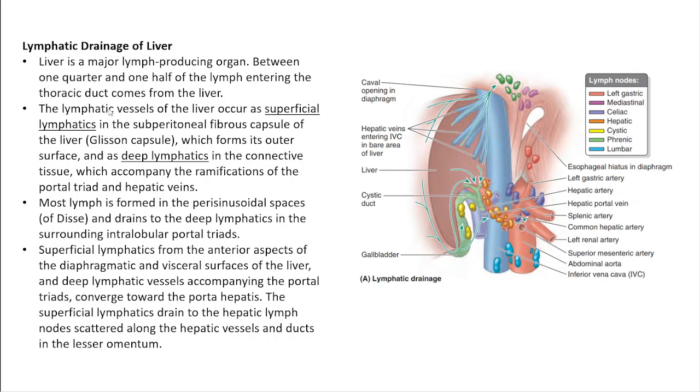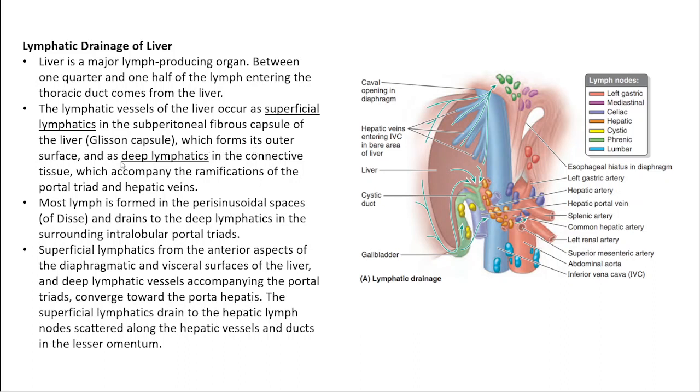So where does it originate? The lymph of the liver originates in the spaces of Disse and the spaces of Mall, which we have studied in the histological structure of the liver, and those constitute the liver parenchyma close to the surface of the liver. The lymph from that will drain into superficial lymphatics in the subperitoneal fibrous capsule of the liver, that is also called Glisson's capsule, which forms its outer surface.